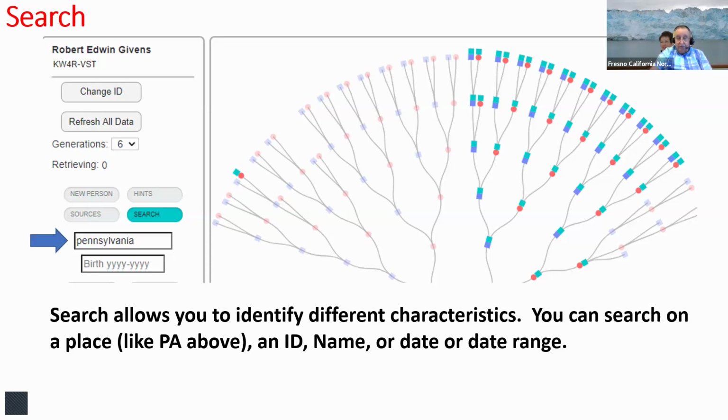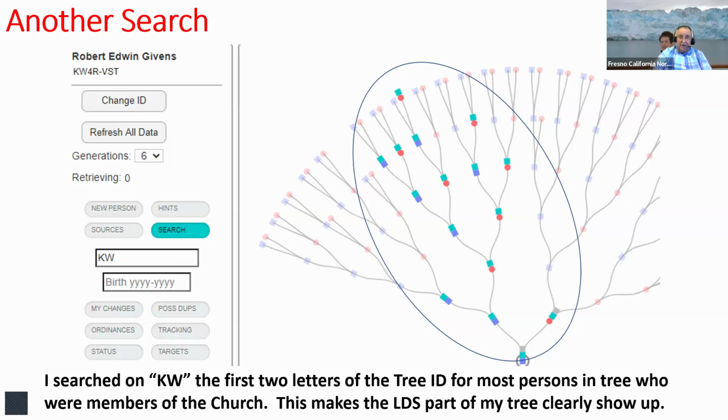Now, you can do other kinds of searches. I did another one where I put in the letters KW because from my experience, I feel that most of the people in Family Tree whose IDs start with KW are members of the church or were members of the church. This happened to be the ID starting numbers the day that they dumped all the old membership records into Tree. It used to be that that membership record had to be the one that was kept with the person.